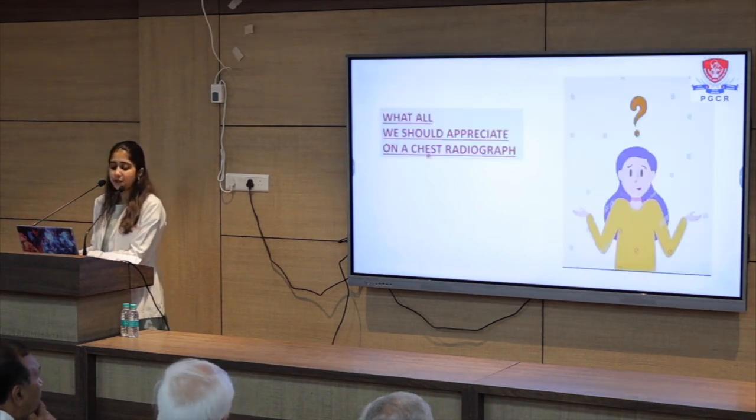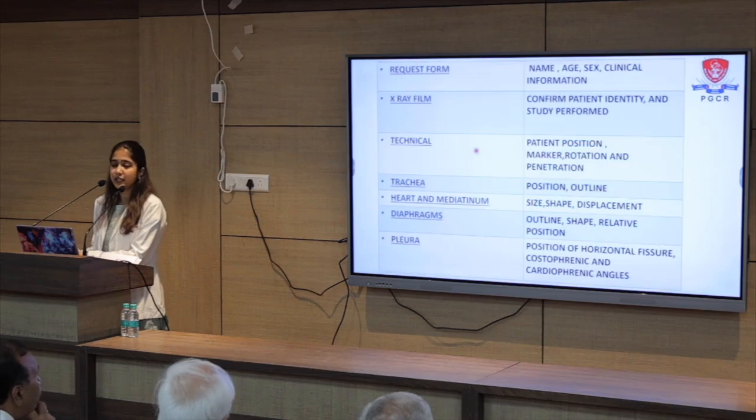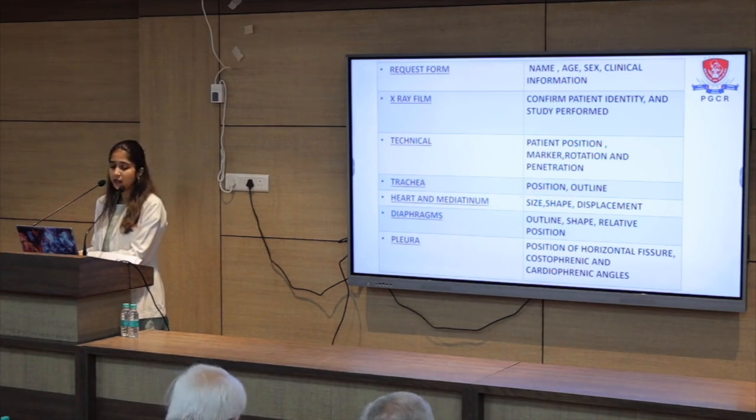Now, what all should we appreciate on a chest radiograph? So this is the checklist. Whenever a chest radiograph comes to us, we have to follow this for proper reporting. Firstly, we get the request form. We see the indications and confirm the identity of the patient. Then we see if the technical aspects are normal or not. Then in the trachea, we have to see its position and outline. In the heart and mediastinum, we have to see its size, shape, and displacement. In the diaphragm, we have to see its outline and shape.